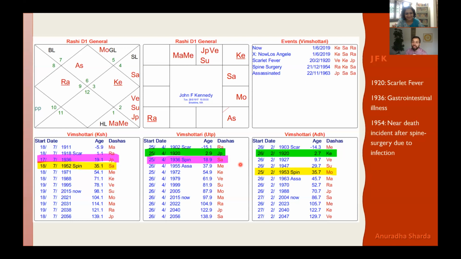The principle is you take and compare and you see, right, I found 2 out of 3 in 1920. So what happened in 1920? He had scarlet fever, very dangerous. He almost died. Then I found another comparison. In 1936, Kshema and Utpana were coinciding, and he had a gastrointestinal disease. They were not clear on how close he was to death at that time, but it was serious. He had to go to hospital.